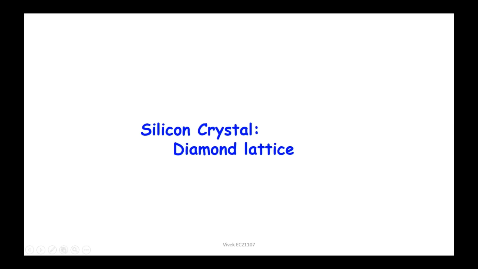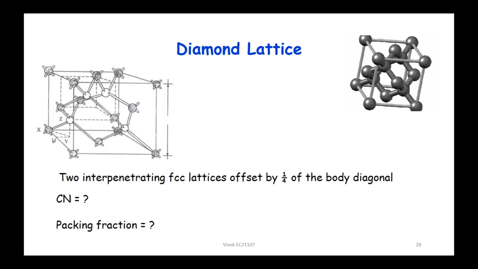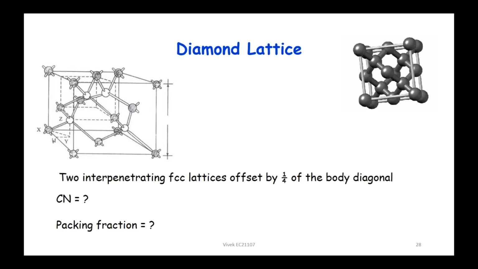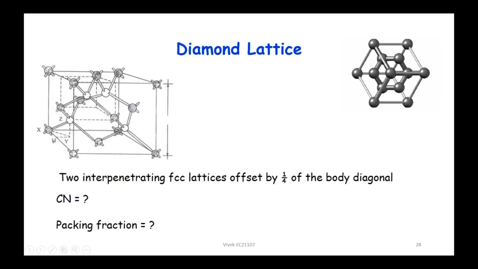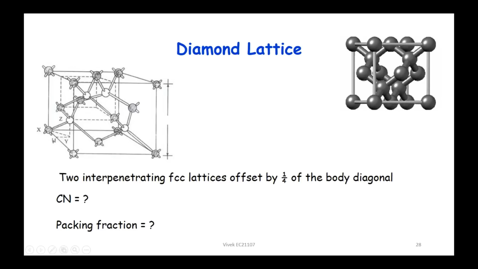I will begin with understanding the diamond lattice, the lattice in which silicon crystallizes. So silicon does not crystallize in silicon lattice, but it's called diamond lattice. As we have discussed, the diamond lattice consists of two interpenetrating face-centered cubic lattices.